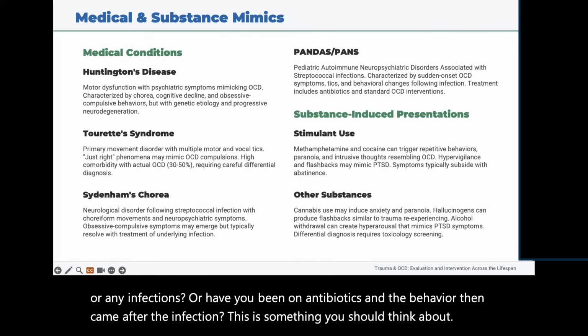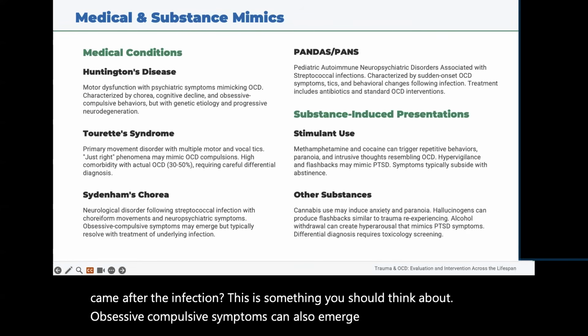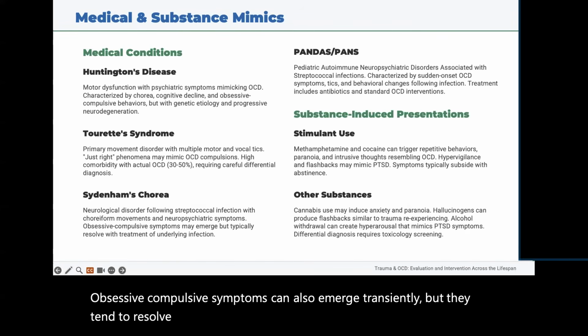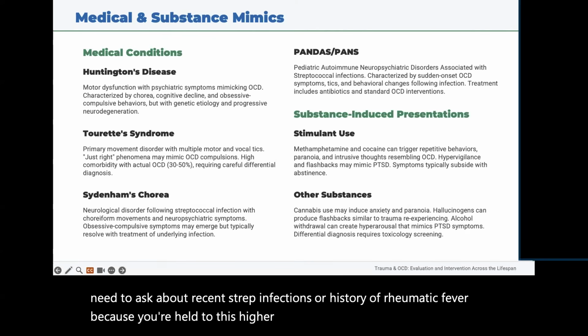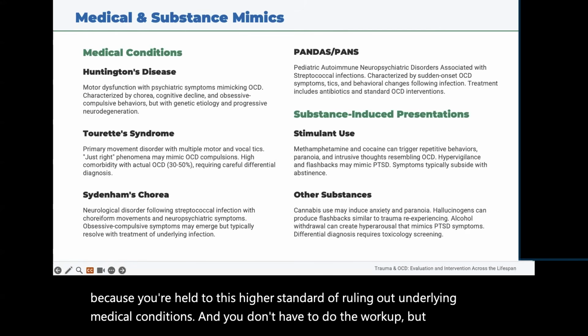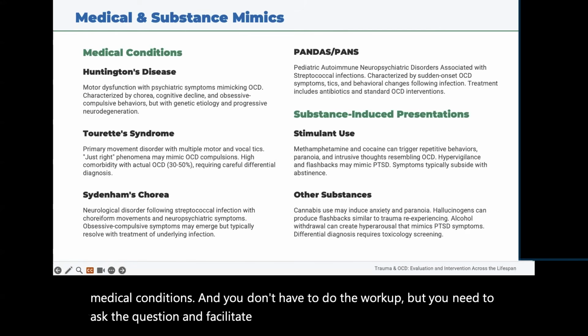Obsessive compulsive symptoms can also emerge transiently, but they tend to resolve when the infection is treated. So that means you always need to ask about recent strep infections or history of rheumatic fever, because you're held to this higher standard of ruling out underlying medical conditions. And you don't have to do the workup, but you need to ask the question and facilitate the workup maybe.